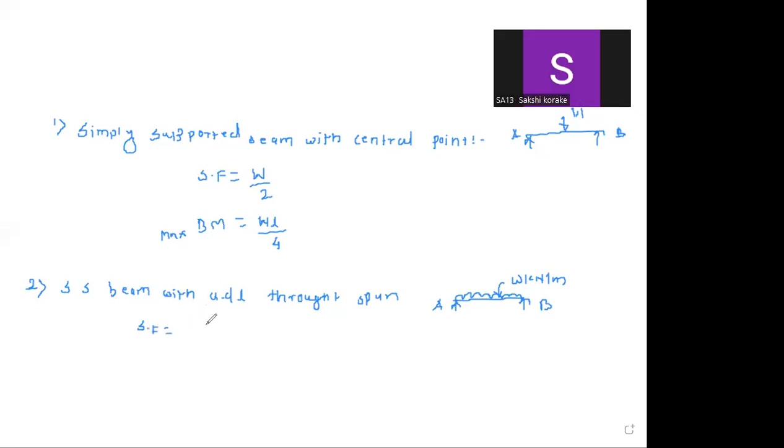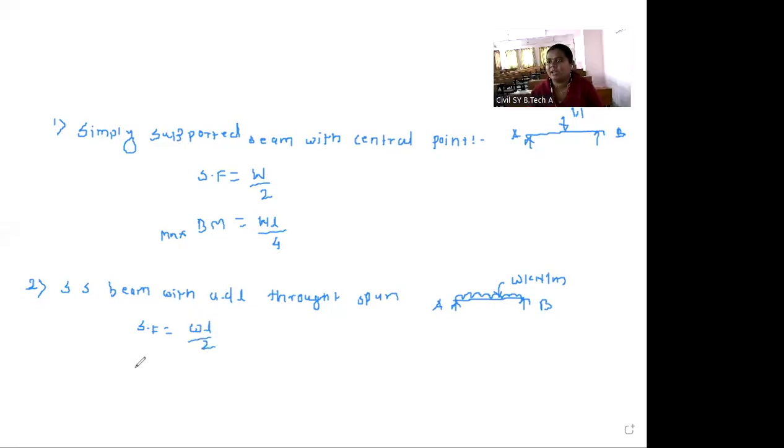WL by 2. Yes, WL by 2, and the maximum bending moment is equal to WL square divided by 8. So you just have to remember these values. Today we will solve the next example, that is a simply supported beam with uniformly varying load. This is the third type of load. So now we will solve the example.